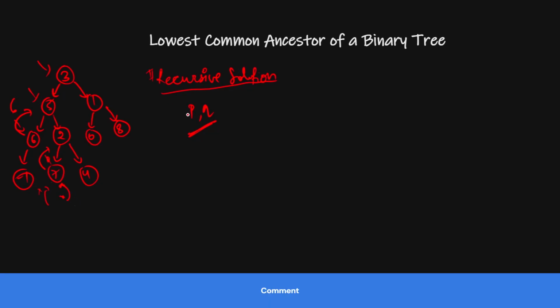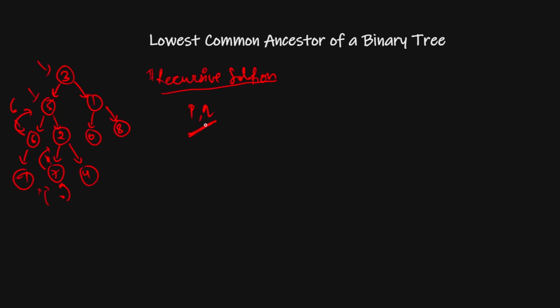Because it is not P or Q. We will return either P, or Q, or null, or the parent. Other than this, we will not return anything.